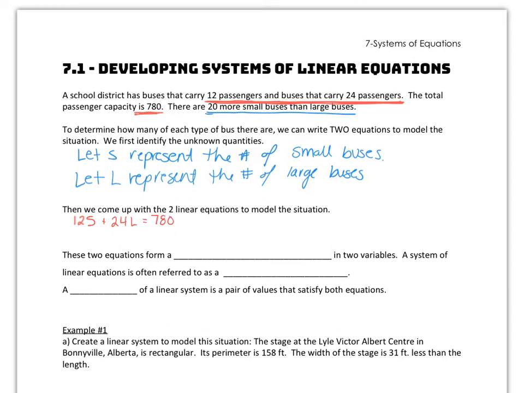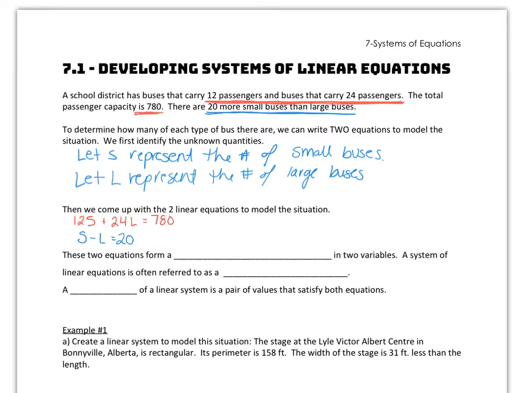Then we can talk about the total number of buses. It says there are 20 more small buses than large buses. So we have more small buses than large buses. Therefore, if we take small buses take away large buses, the difference between those two would be 20. I've color-coded so you can see where I'm getting the information from for each of my equations, and I'll try and keep doing that for you.